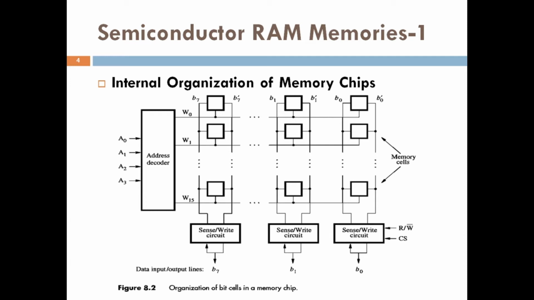During a read operation, these circuits sense or read the information which is stored in the cells selected by a word line, and transmit this information to the output data lines. And during a write operation, the sense or write circuits receive the input information and store it in the cells of the selected word. This is how it performs.